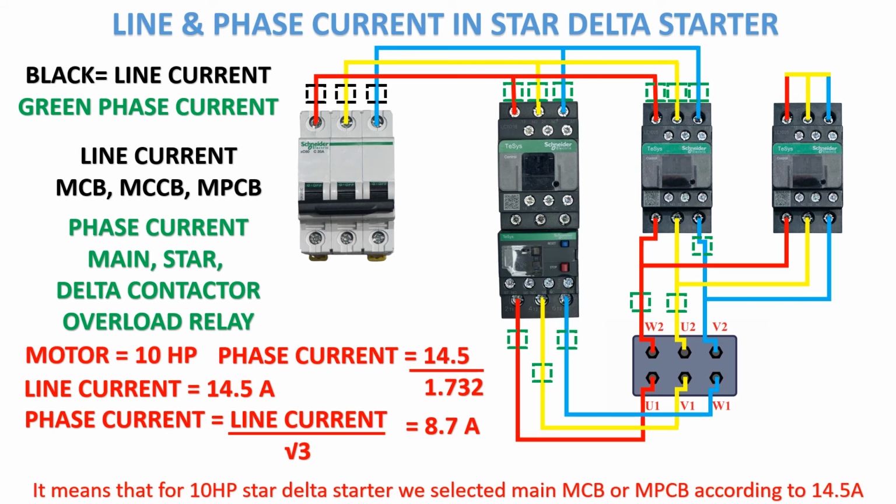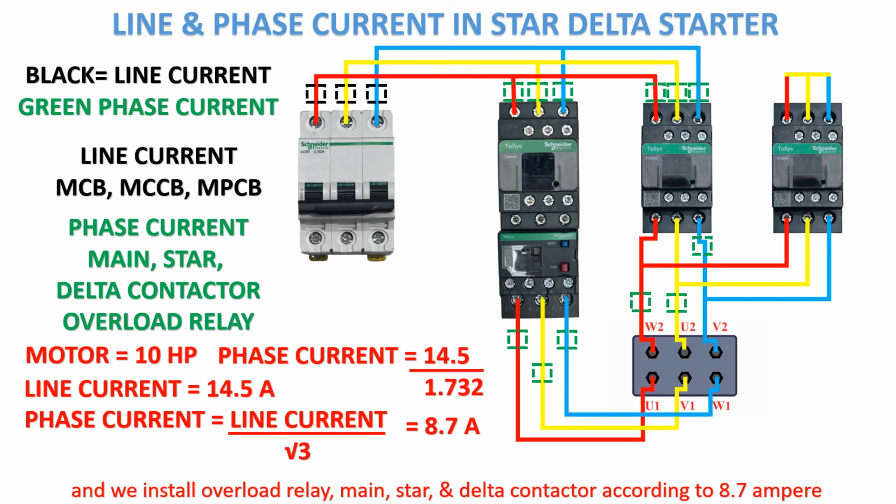It means that for a 10 HP star delta starter we select the main MCB or MPCB according to 14.5 ampere. And we install overload relay, main, star, and delta contactor according to 8.7 ampere.